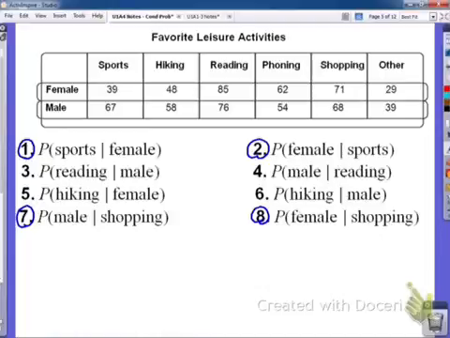Okay, so we've taken some time to look at these 4 questions, and our answers are as follows. Number 1, the number of people that their favorite leisure activity is sports, given that we are selecting from the number of females. In order to do this, we needed to know the totals. It's going to save us so much time if you go ahead and total these up. So what were the total number of females?